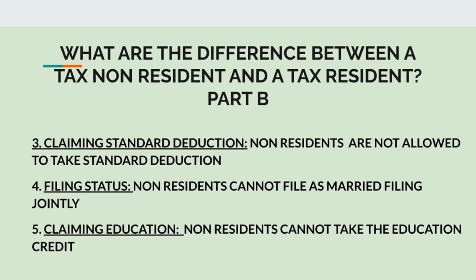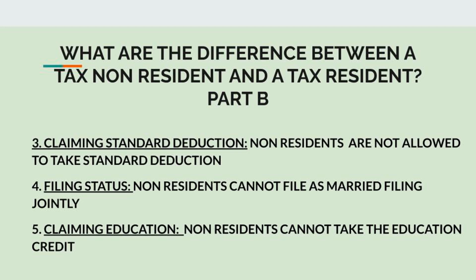The fourth one has to do with the filing statuses. For the most part, the filing statuses available to both residents and non-residents are the same. The only difference is that for non-residents, the married filing jointly status is not available. If you're a married non-resident, you have to file as married filing separately.